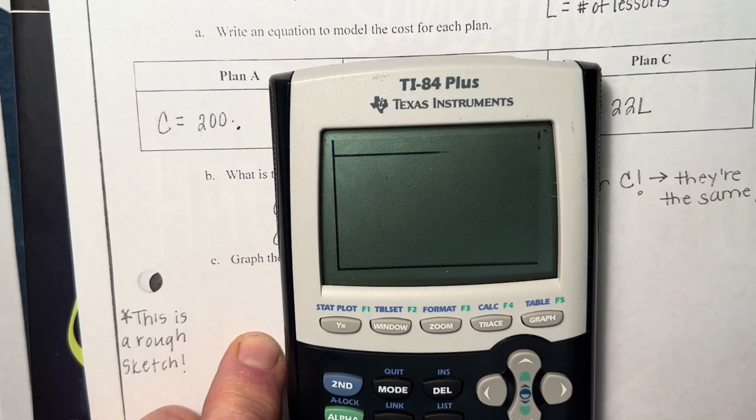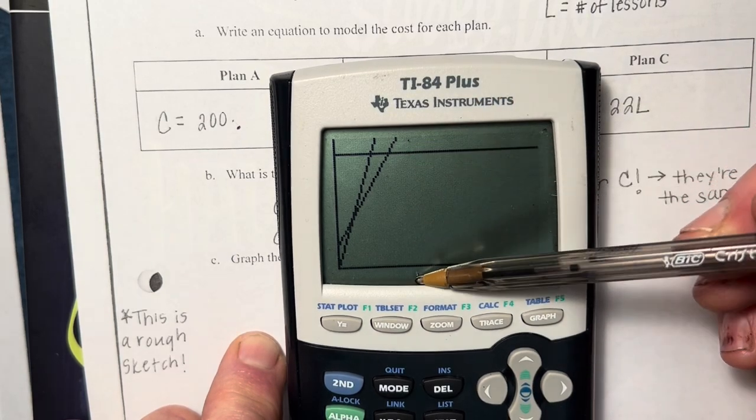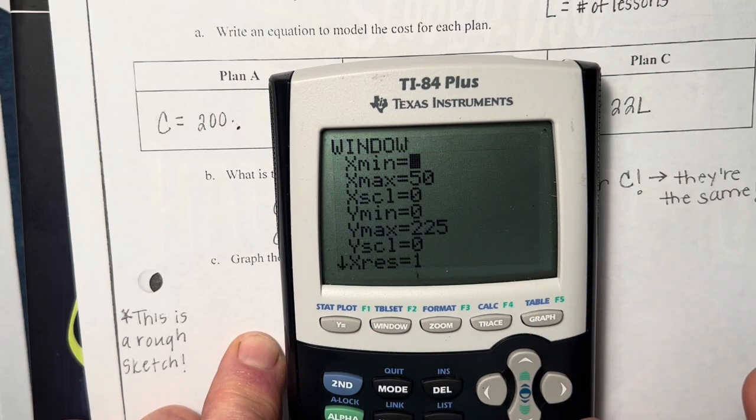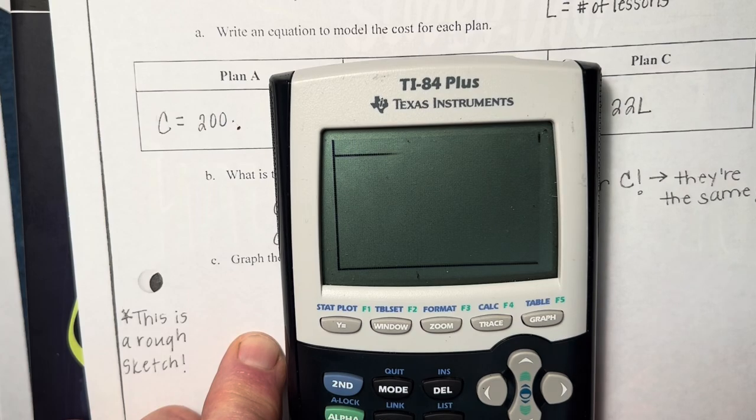And when you graph it, you should see the flat rate. You should see the medium plan, and there's the steep plan. Well, clearly, I don't need to see as many of my x's as I have there. So I'm going to change that from 50 to maybe 15. And this will make it just a little bit easier to see.